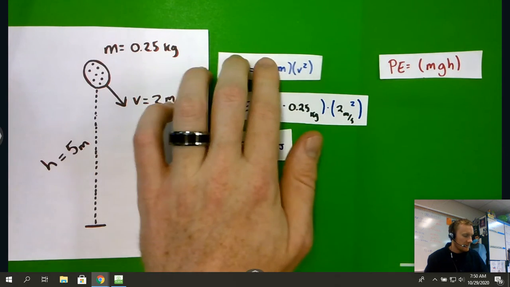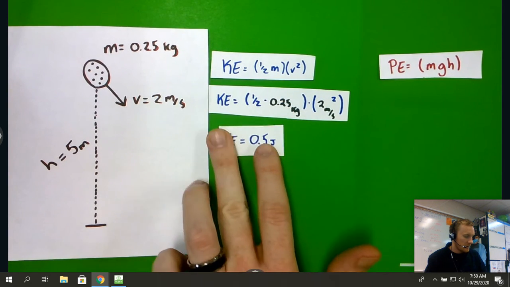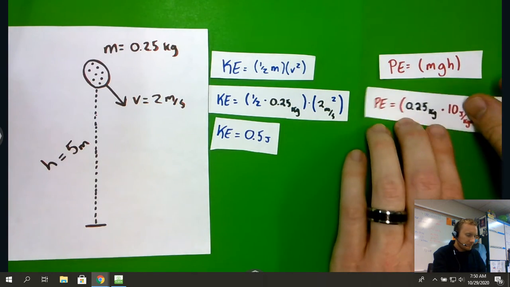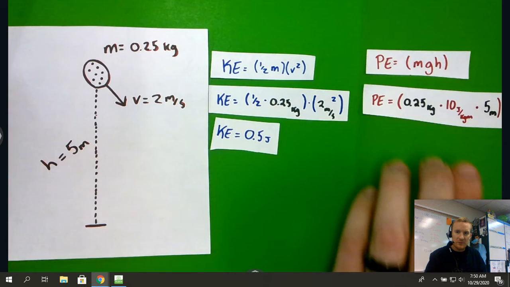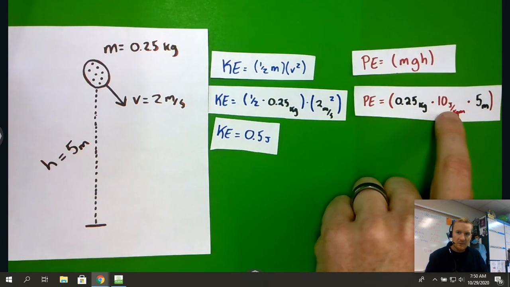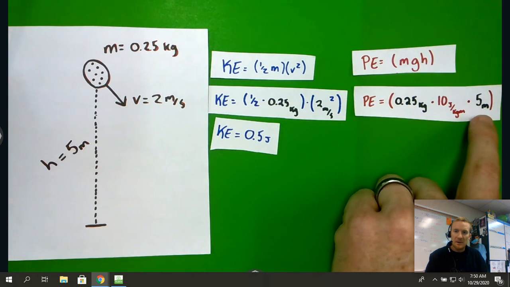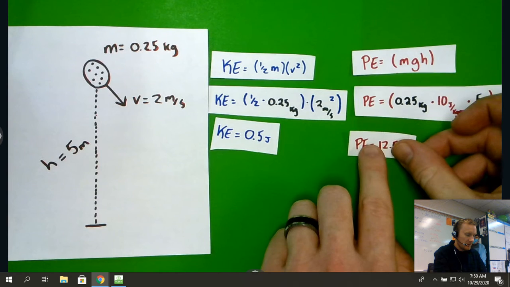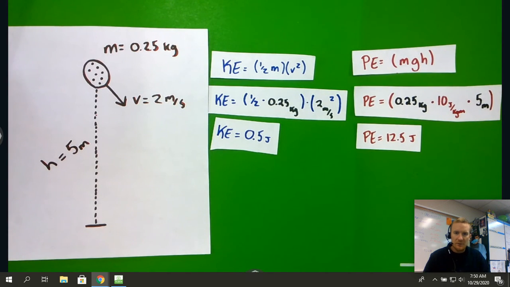Okay, let's compare that to the amount of potential energy in the system. So we've got our equation. Here are our values that go with that equation. So the mass times the interaction with gravity times the height. And when you plug those values into your calculator, you should get 12.5 joules.